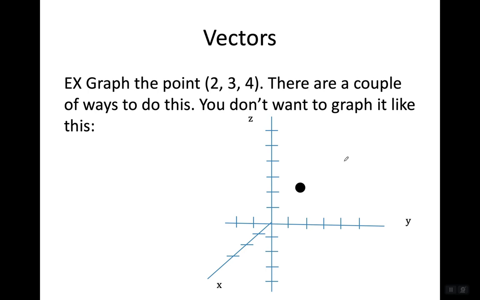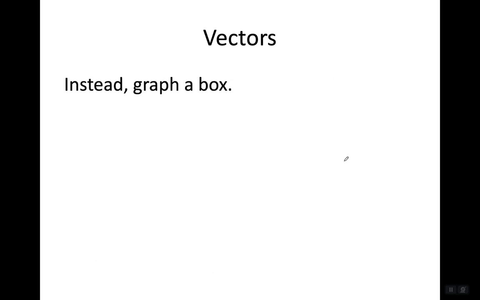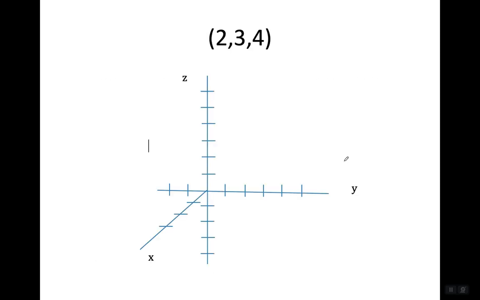There are a couple of ways to do this. You don't want to graph it like this. Where is that? What is that? That's useless. Instead, graph a box. So here's how we graph 2, 3, 4. You start here at the origin. Okay, 2 units in that direction. 3 units out like this. And then 4 units up.